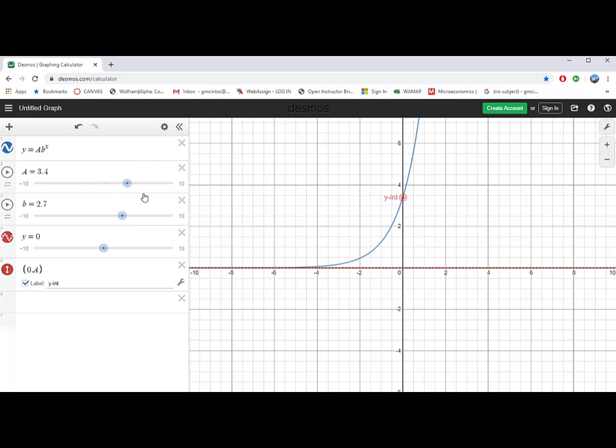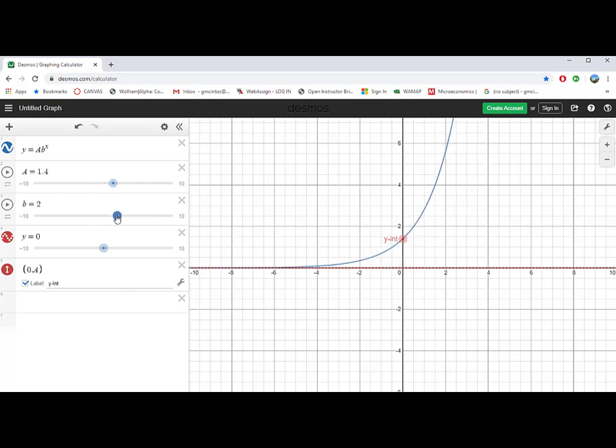Let's see what happens when my a is negative. Right now my a is positive. If I make my a negative, then my curve, instead of being an increasing curve, is a decreasing curve. As my b changes to also be larger and larger, it's decreasing at a faster and faster rate. So it's steeper and steeper and steeper. Let's go back to a being positive.